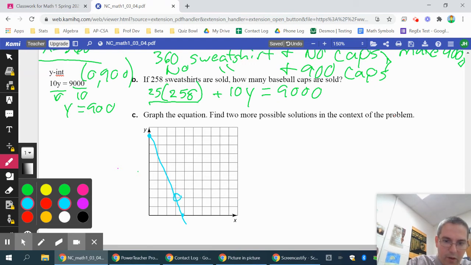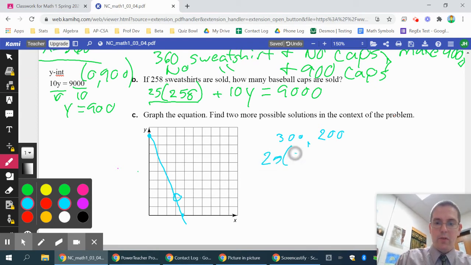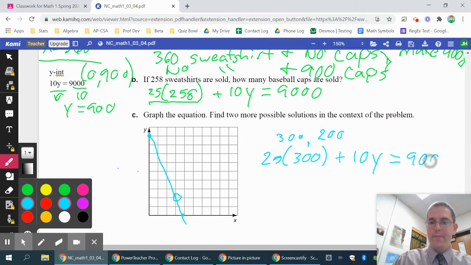It looks like something about right here, which would be 300 and 200. It looks like a possible solution. It looks like that graph goes to the point (300, 200). And if it does, that is another possible solution of this graph. If you wanted to figure it out exactly, you could say, okay, I can put a 300 in, so I can do 25 times 300 plus 10y equals 9,000, and I could solve that. And we'll see how close we were here.